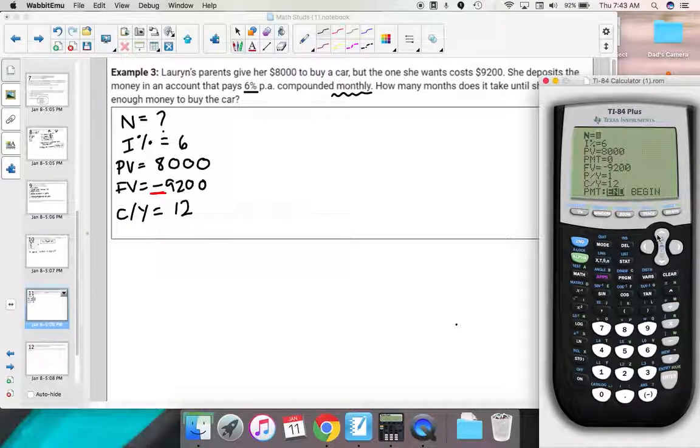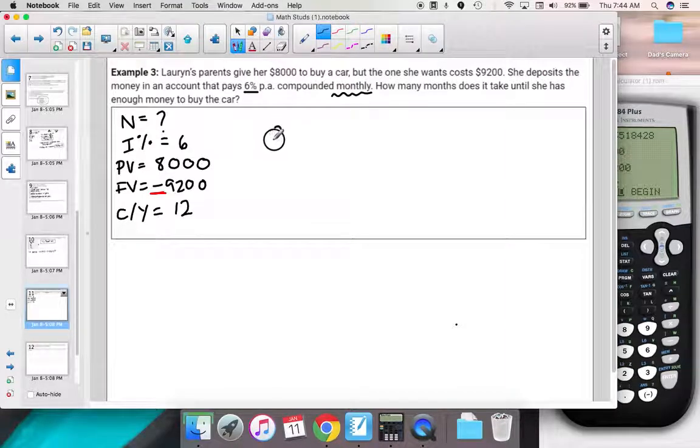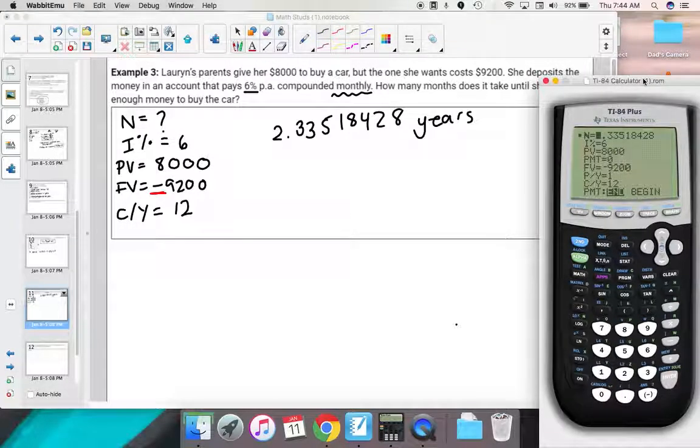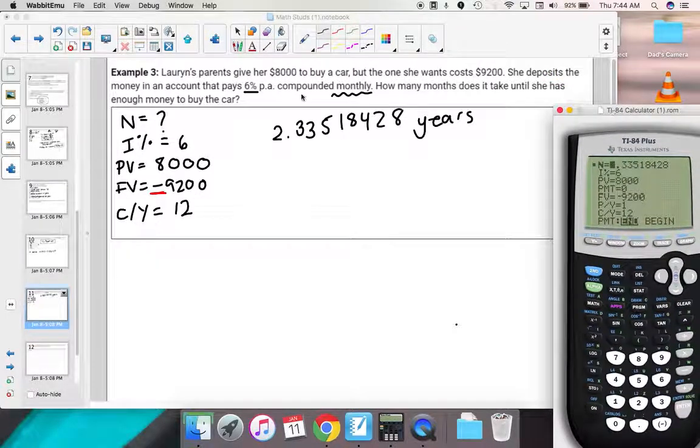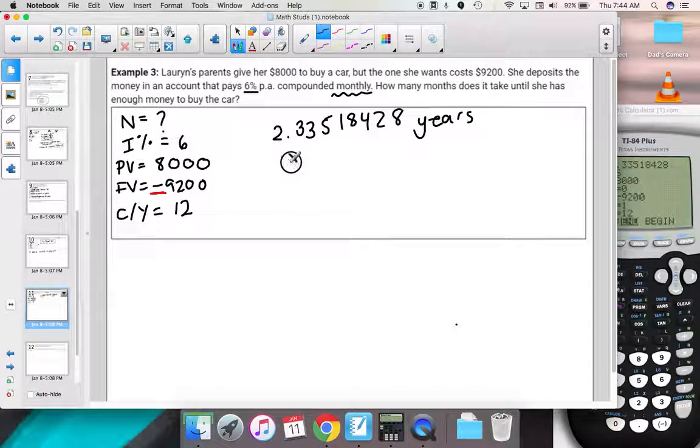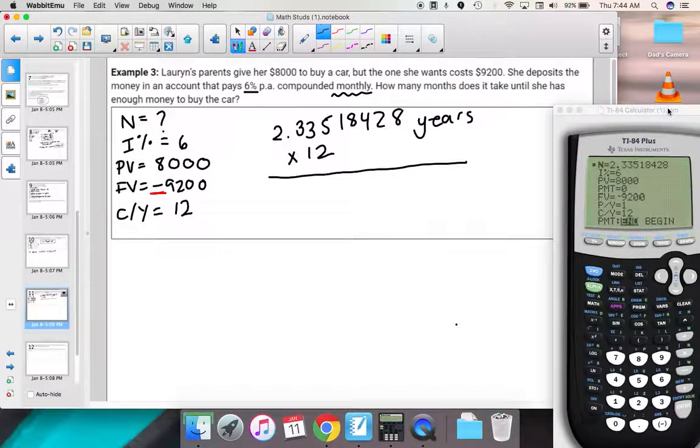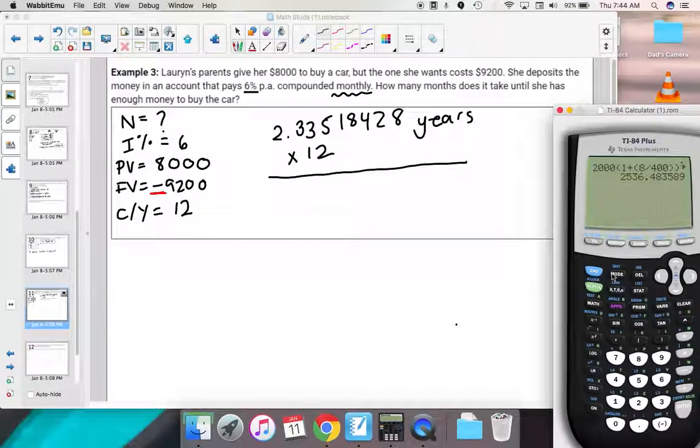And we're going to scroll back up here to n, and it's alpha, enter. That gives us 2.3351842 years that it's going to take her to get her car. However, we weren't asked for years, we were asked for months. So in order to find months here given years, what we need to do is multiply that by 12, because there are 12 months in a year. So I can do that on here as well.